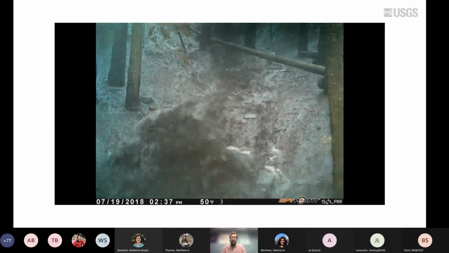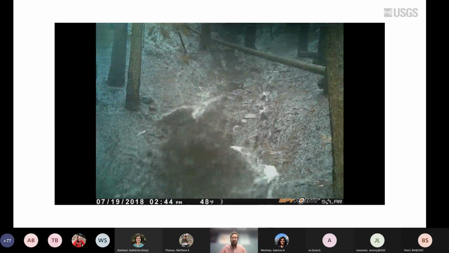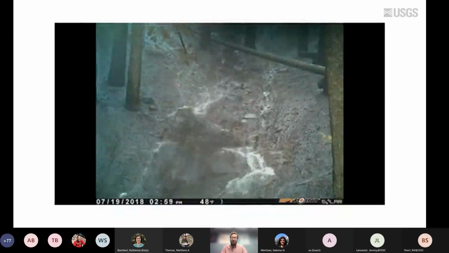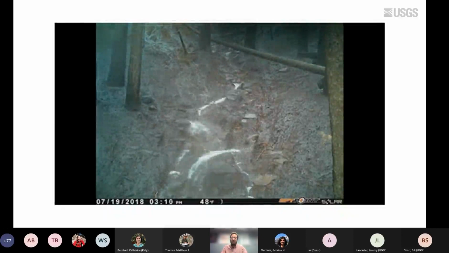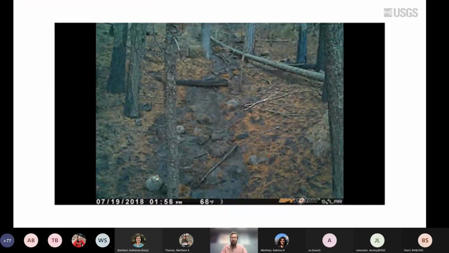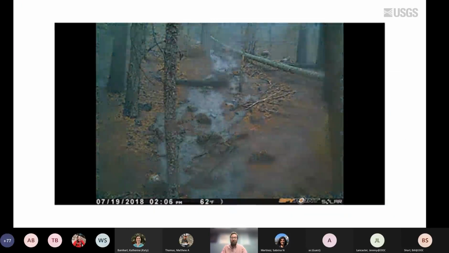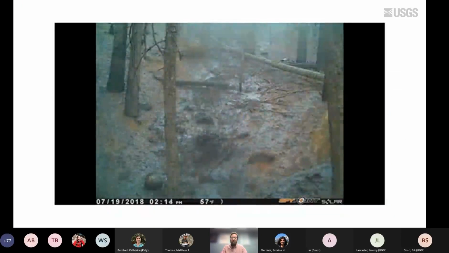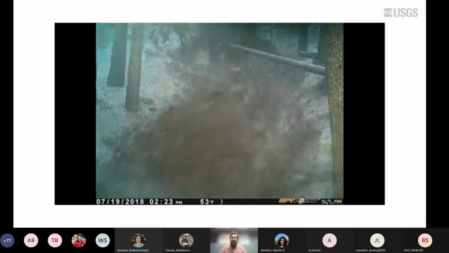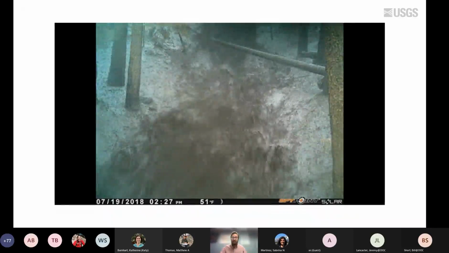Fortunately, this debris flow occurred in a pretty remote watershed in the Gila National Forest in western New Mexico, and there were minimal impacts to downstream infrastructure from this event. But you can imagine how if an event like this, or of a larger magnitude, occurred in a more urban environment, that could have some pretty strong impacts to downstream communities.